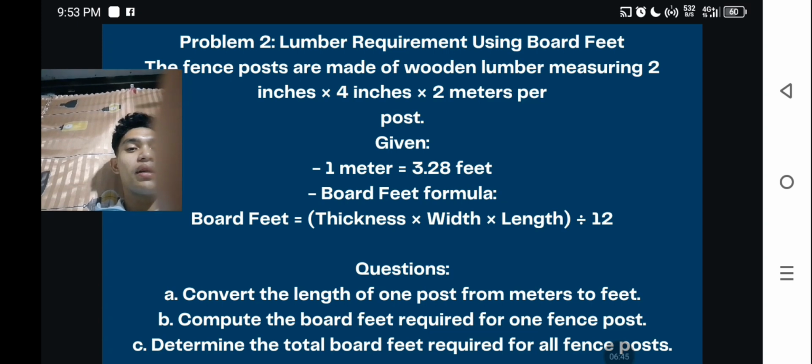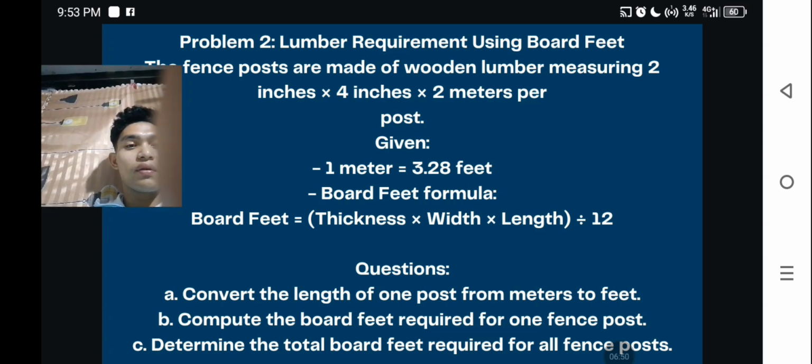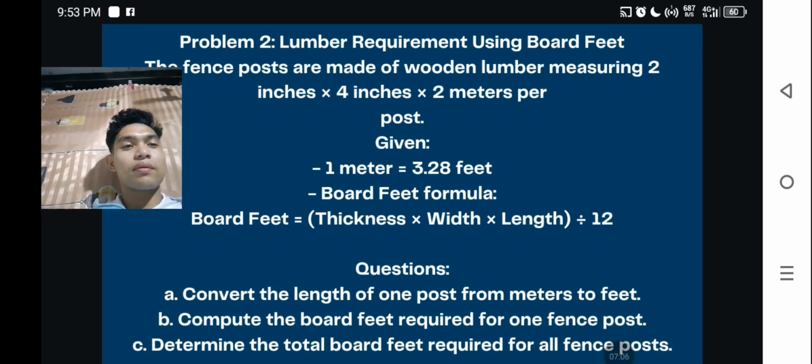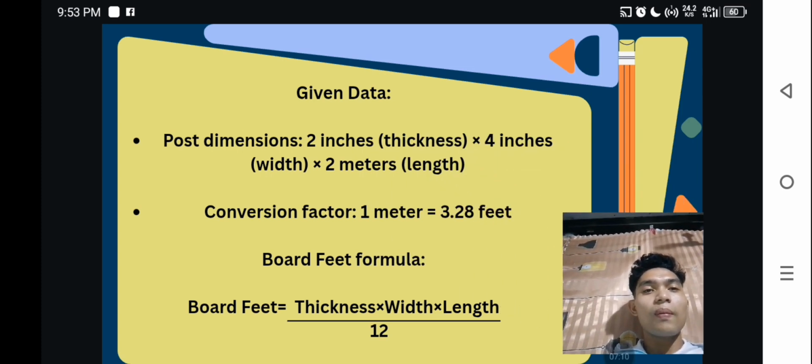So the three questions are: convert the length of one post from meters to feet; compute the board feet required for one fence post; and determine the total board feet required for all fence posts. In the given data, post dimensions are 2 inches thickness times 4 inches width times 2 meters length. The conversion factor is 1 meter equals 3.28 feet. The board feet formula is thickness times width times length, divided by 12.